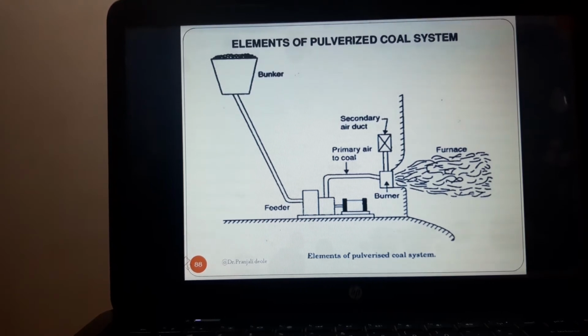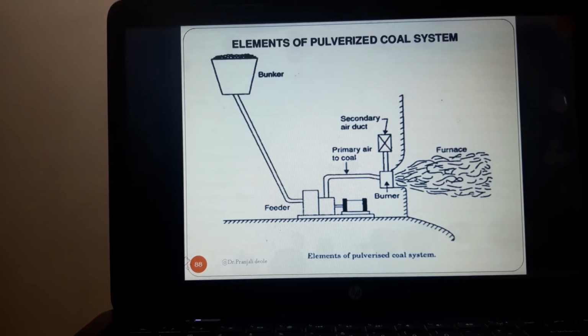Now let's see what the elements of a pulverized coal system are. This is the diagram which represents the different elements of a pulverized coal system. Here you can see that there is a bunker from where the coal is supplied. Here there is a feeder. Then there is a primary air supply to the coal. This is the burner. This is the secondary air duct which supplies the secondary air to this particular burner.